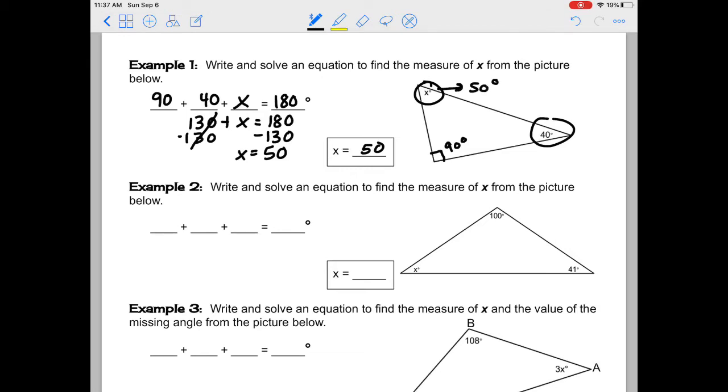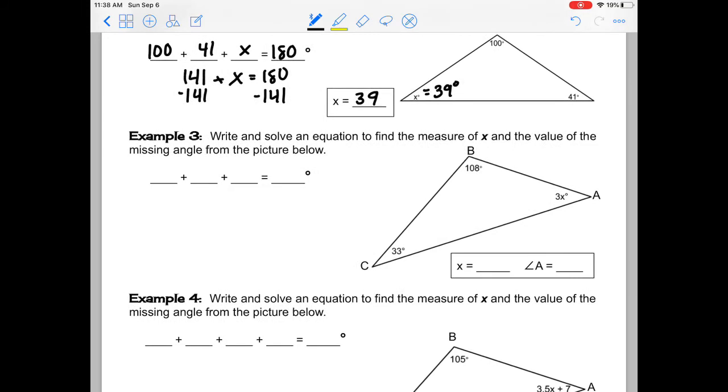I want you to go ahead and try example 2 on your own. Pause the video and try number 2 on your own. All right, if you did this correctly, you would have got 100 plus 41 plus x equals 180. If you add these two, you get 141 plus x equals 180. Subtract 141 from both sides. x would equal 39. So this missing angle is 39 degrees.